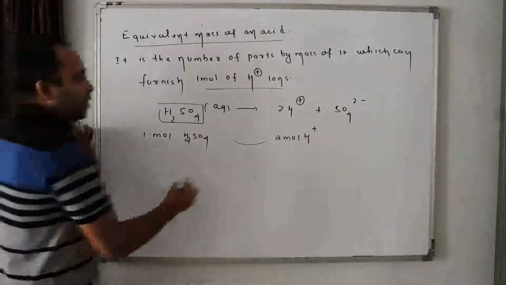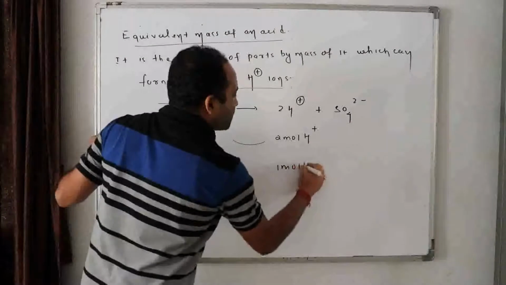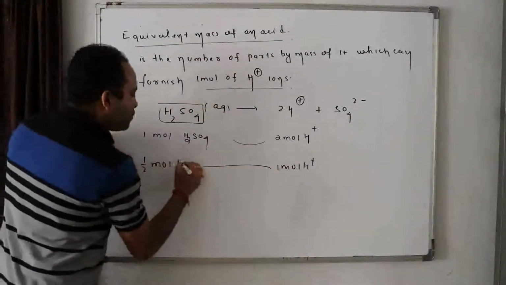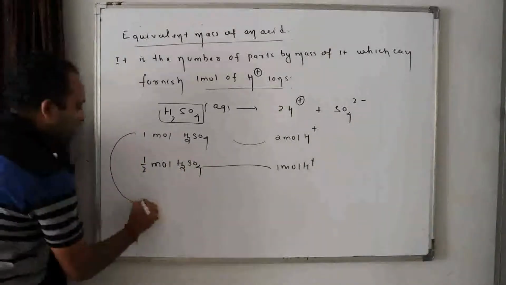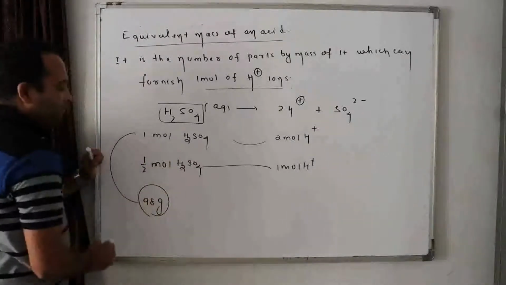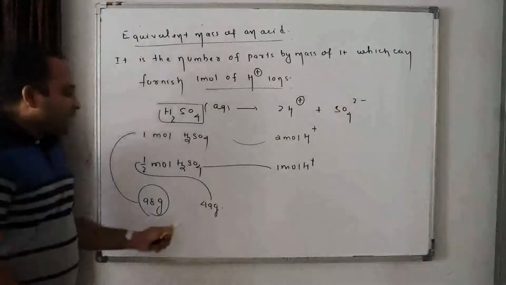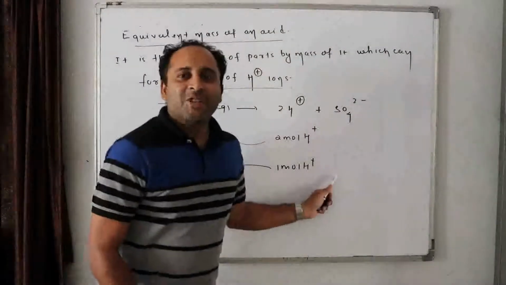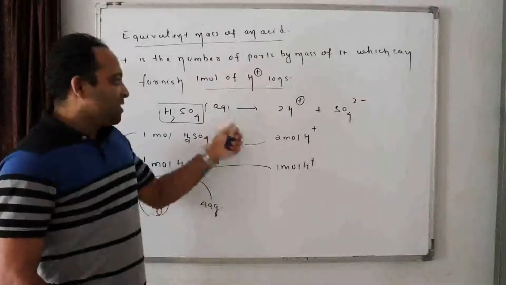Now tell me, 2 mole of H plus is given by 1 mole of H2SO4. 1 mole of H plus will be given by half mole of H2SO4. So yes or no? Now 1 mole corresponds to 98 gram. 1 mole is equal to molar mass 98 gram. Half mole will correspond to 49 gram. That means 49 gram of H2SO4 can give 1 mole of H plus. So what is the equivalent mass of H2SO4? 49. How did I calculate? Simple concept.